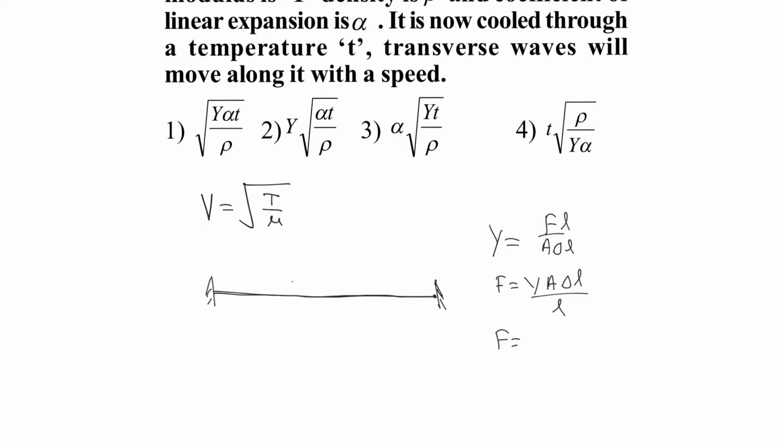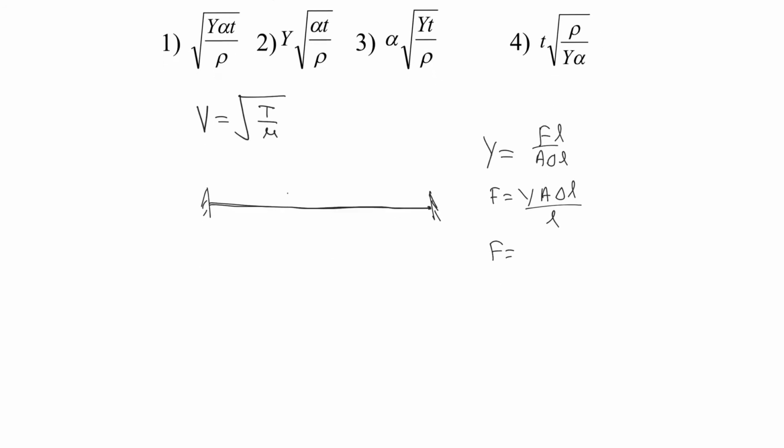So the value of force or tension is equal to YA delta L, and we can take delta L as initial length into alpha into delta T. Change in length is equal to initial length into alpha into delta T, divided by L. So I get the value of F is equal to YA alpha delta T.